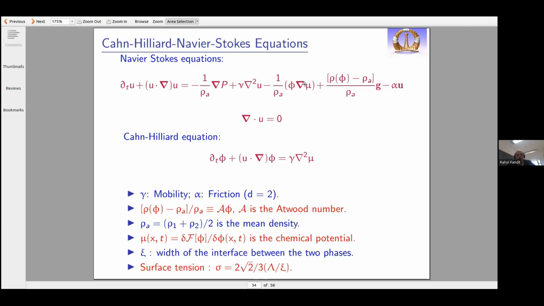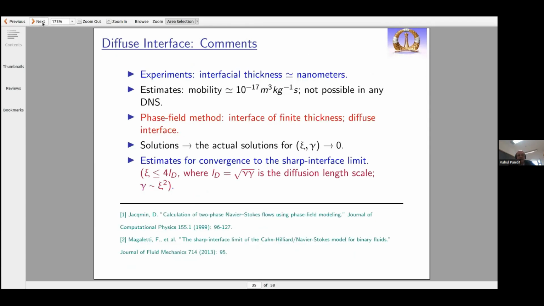And here's a chemical potential, which is related to a functional derivative of the free energy. Still, we have incompressibility. This, if you want to put gravity, minus alpha u if you have friction, typically there in a two-dimensional system. And then here's the Cahn-Hilliard equation, which tells you how the field phi is advected by the velocity, etc. So that's a set of equations. So I promised you fields and particles. So these are the fields we need here, phi and u. And of course, I will not tell you everything about these fields.